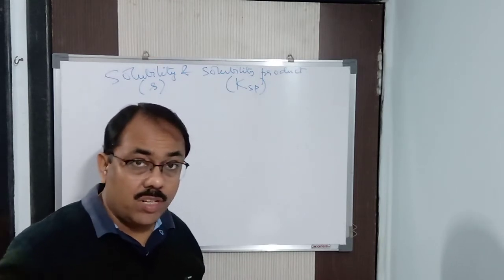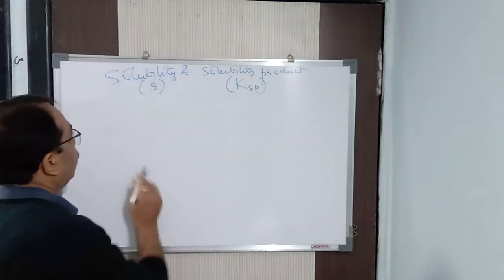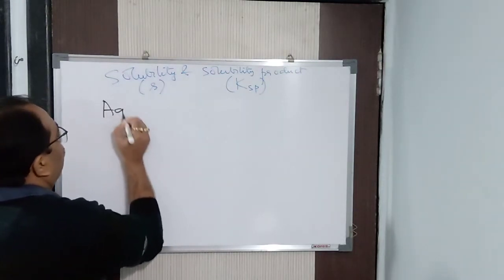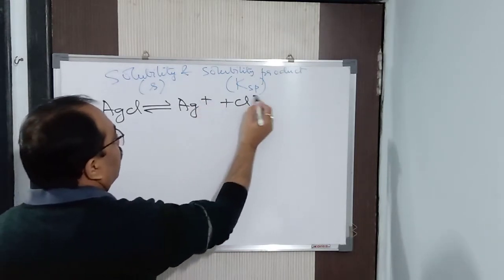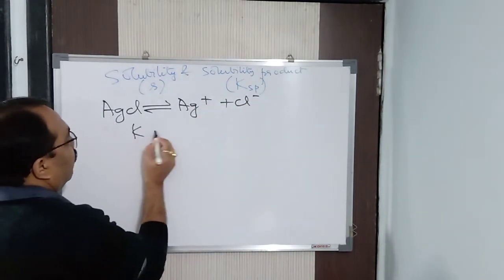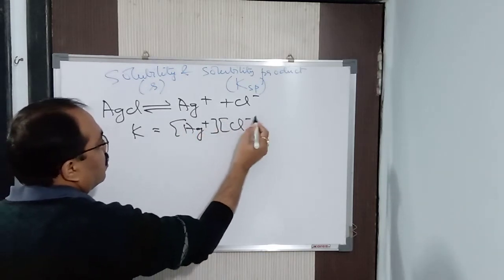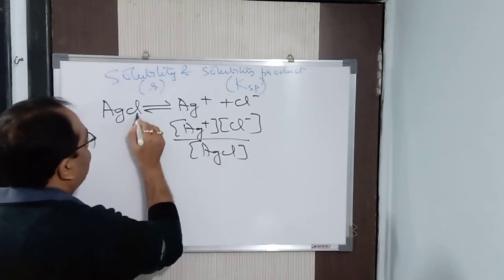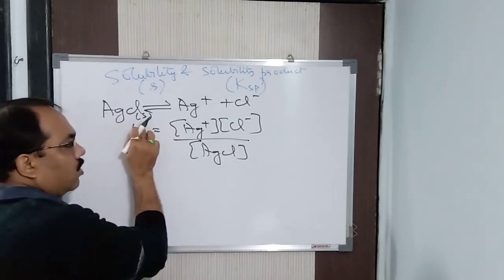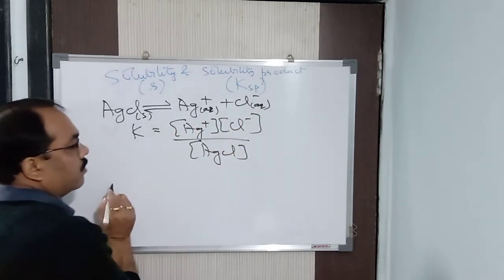That number of moles is raised to the power. Got it? Now let me give you a better example. Let me take AgCl. AgCl dissociates to give Ag+ and Cl-. If I calculate K, it is equal to the concentration of Ag+ into the concentration of Cl- divided by the concentration of AgCl. Remember that AgCl is a salt, and Ag+ and Cl- are ions in the aqueous state.